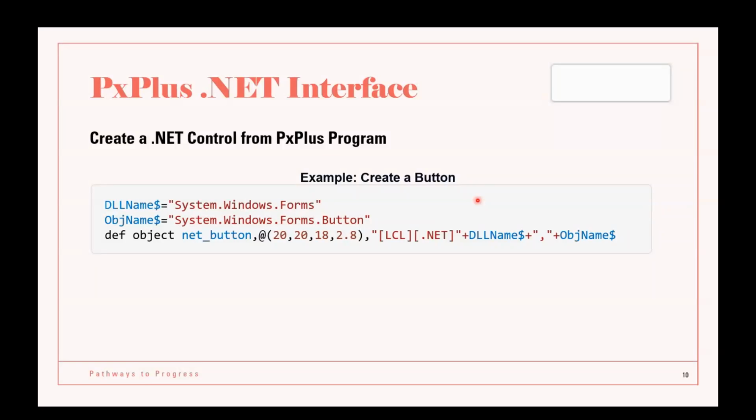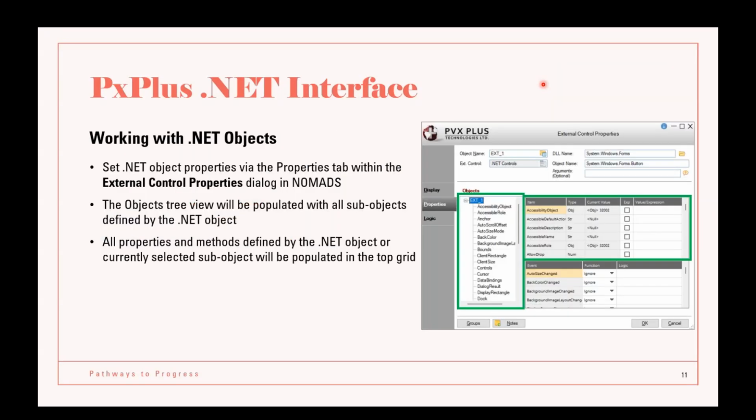So an example of this code is pretty simple. We're just going to use the same DLL name, System Windows Forms, and same object name as we used in Nomads, the button, and then we're going to do a def object here. And here you can see the LCL, so this will work on Windex or local, and .NET, and then we're passing in our name and object. And up in the right corner here, you see we also now have a blank button.